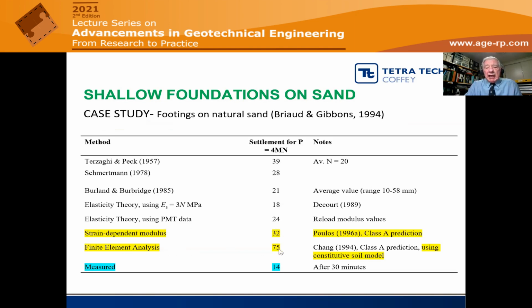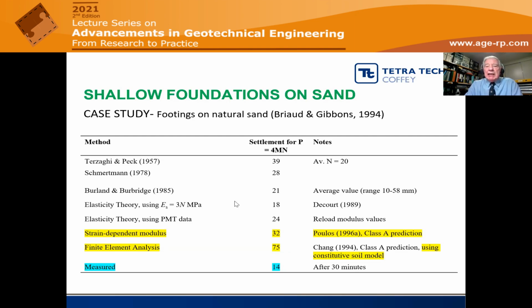The most sophisticated analysis used a three-dimensional finite element method with a constitutive saw model and got 75 millimeters, and the measured was 14. So everybody over-predicted, and the most sophisticated method gave the biggest over-prediction. So I guess this just reinforces the caution that I set out before, that just because you use a very sophisticated method does not necessarily mean that you will get a better prediction.